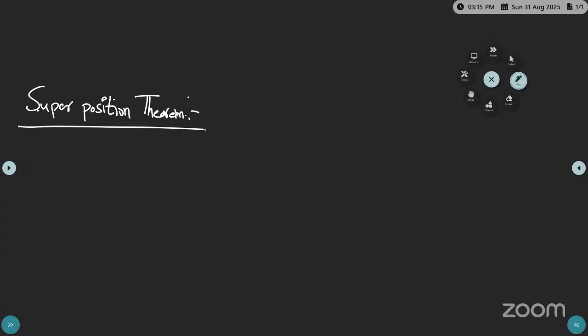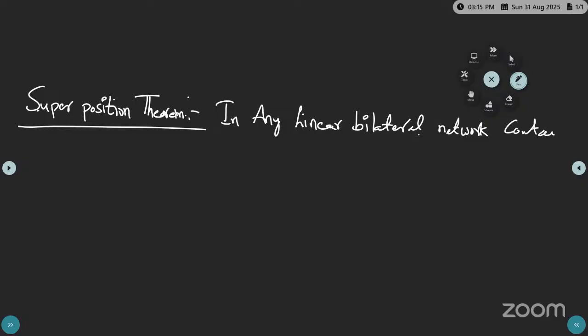The superposition theorem states that in any linear bilateral network that contains two or more sources. For example, for a problem consisting of only a single source, we are unable to apply the superposition theorem.